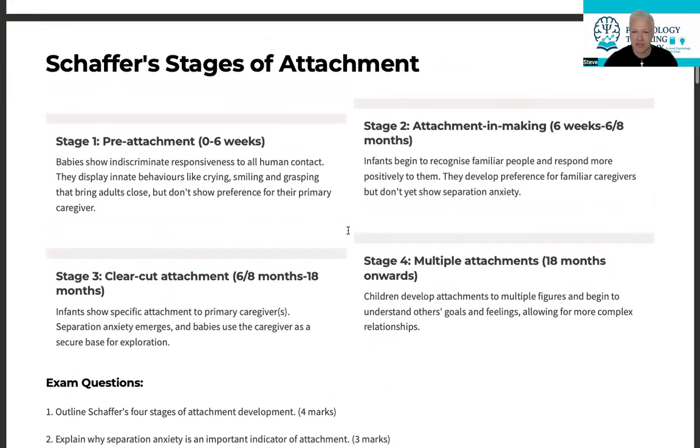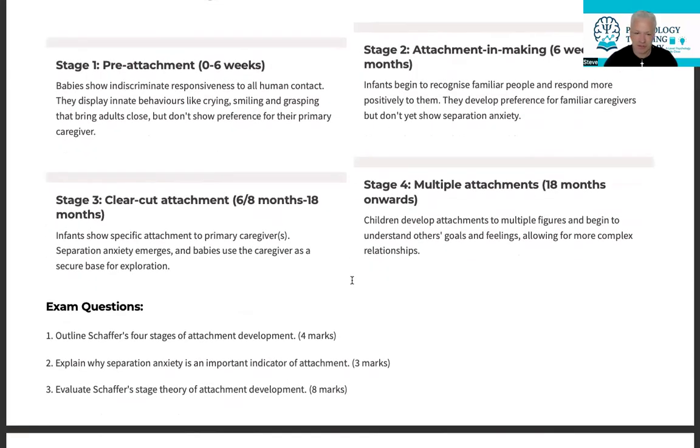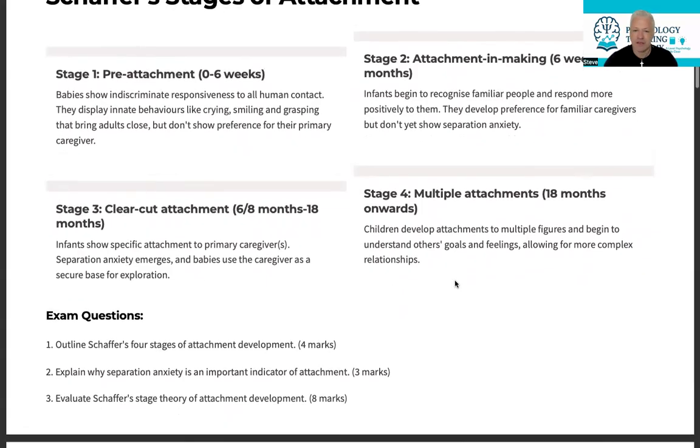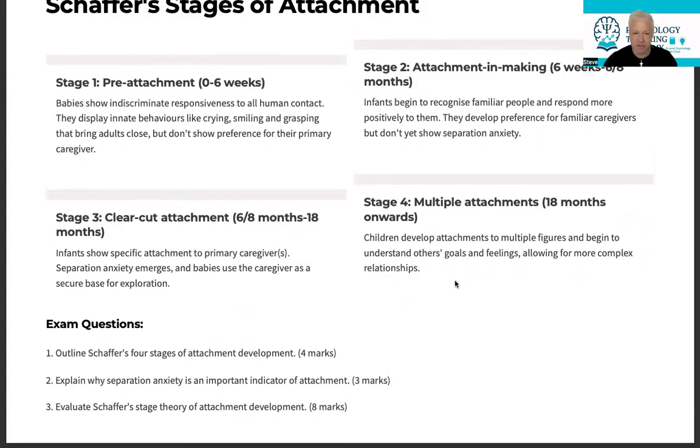Stage 2, attachment in the making, 6 weeks to 6 to 8 months. The infants begin to recognize familiar people and respond in a positive way to them, and they develop preferences for familiar caregivers, but they don't show separation anxiety yet. Stage 3, clear-cut attachment, 6 to 8 months up to 18 months. The infants show specific attachment to primary caregivers, they get separation anxiety, and they use the caregiver as a secure base to explore.